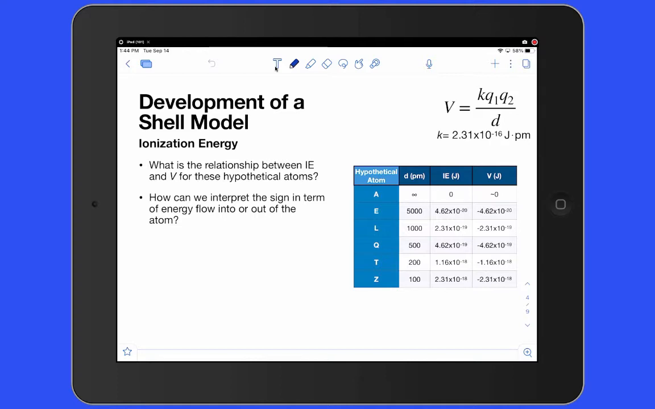Because the V, the potential energy, is representing the attraction, and we've got to remove the electron, we need to add energy to counteract that or break that attraction. The amount of energy we have to add has to be equal to what that attraction is. That's why they're equal but opposite in their sign.